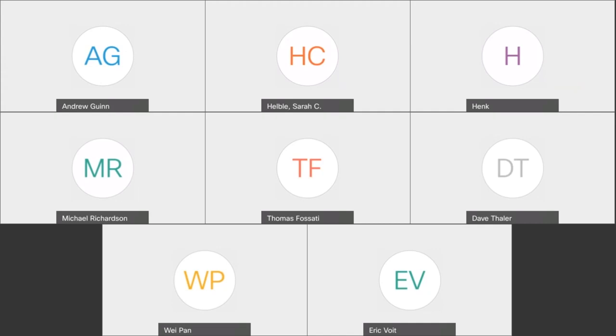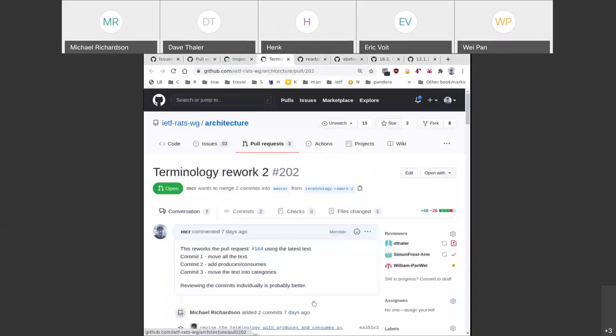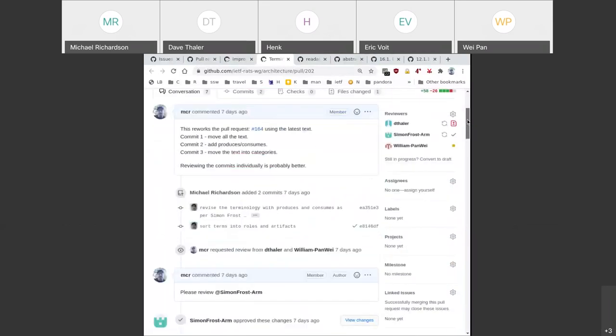Well, anyway, Dave, did you have some comments on the terminology pull request I made, 202? Yeah, they should be fairly straightforward to walk through and fix if we agree. I don't think there's anything contentious. I think it's all editorial. So did I screw up and duplicate one of the terms? Yep. That's one of them.